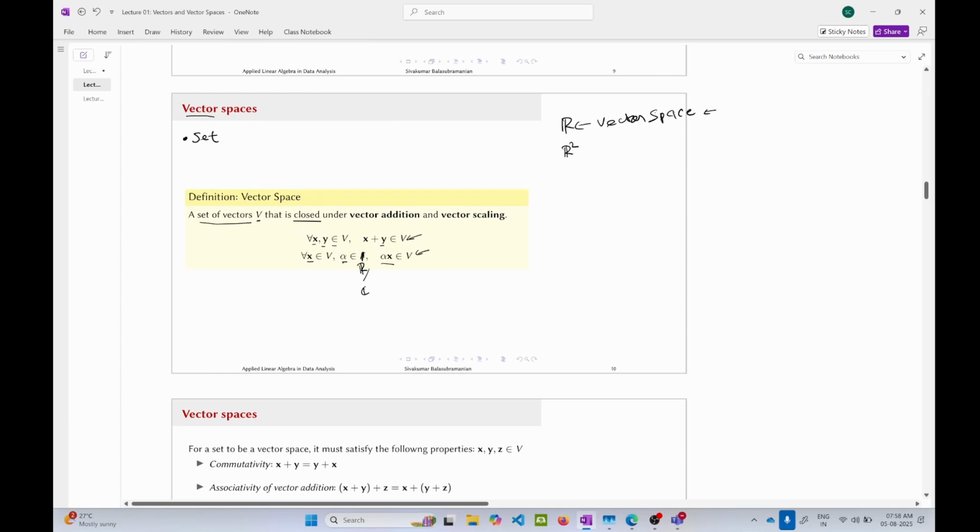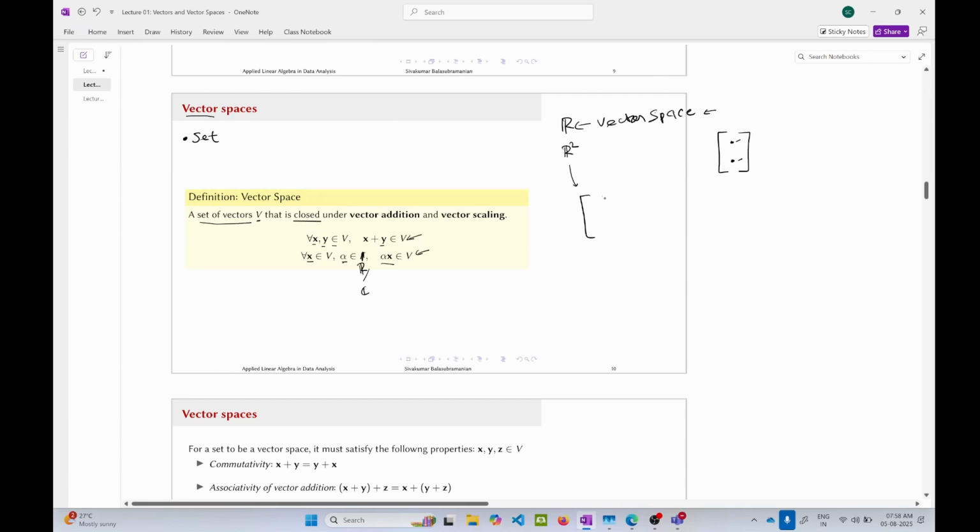What about R2? Is that a vector space? It's a set of two-element vectors. Yes or no? If it's yes, you have to explain why. If it's no, you should tell me why. Okay, let's look at it. If you look inside R2, it will essentially have all vectors of this form: the first element is a real number, the second element is a real number.